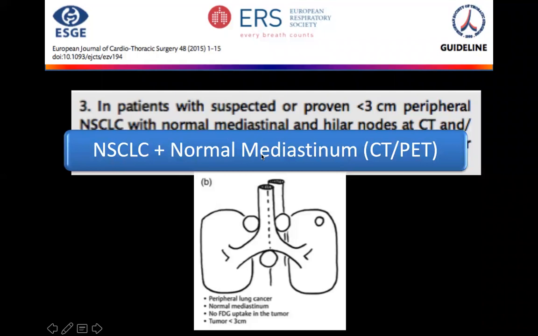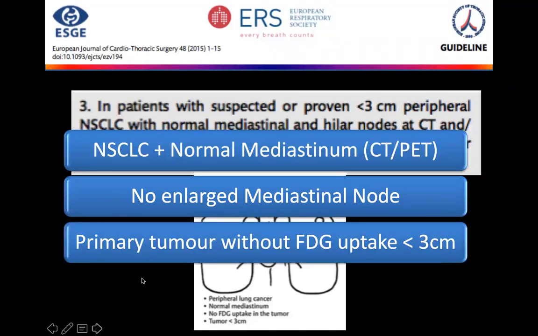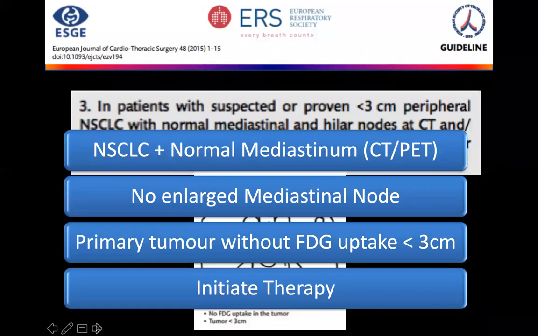Normal mediastinum, NSCLC, no enlarged mediastinal lymph node, primary tumor without FDG uptake, less than 3 centimeters, initiate therapy. This is the only place where you should go ahead with surgery or chemotherapy if it's a small cell lung cancer, okay? But this is for non-small cell lung cancer they're talking about. So go ahead and operate, no problems, okay?